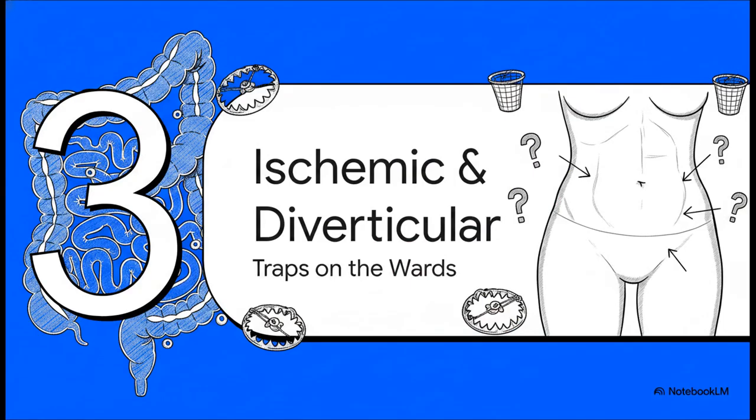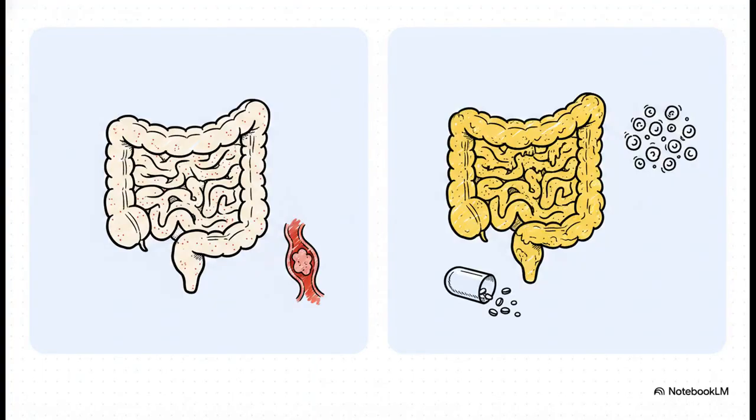All right, Section 3, ischemic and diverticular traps. When a patient comes in with acute colonic distress, context is everything. You have to contrast the vascular insufficiency of ischemic colitis with the infectious, toxin-driven pseudomembranous pathology of C. diff. Ischemic colitis usually shows up in older patients with cardiovascular risk factors. It triggers severe pain right after meals, what we call intestinal angina. Imaging might show bowel wall edema, classically known as thumbprinting, and a scope would reveal pale mucosa with petechial bleeding.